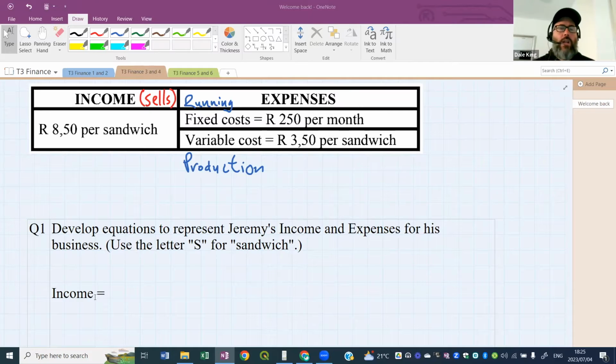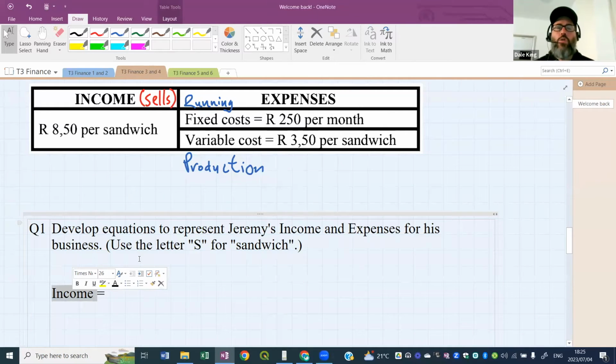In this equation, for example the income one, I've started with the word income. We can use words, or I could use the letter I for income. I've said here specifically, instead of writing the word sandwich, who wants to write that whole thing out? Let's use the letter S for sandwich. So when you're talking about the income, how do we determine the income? And when you speak about a sandwich, just use the letter S.